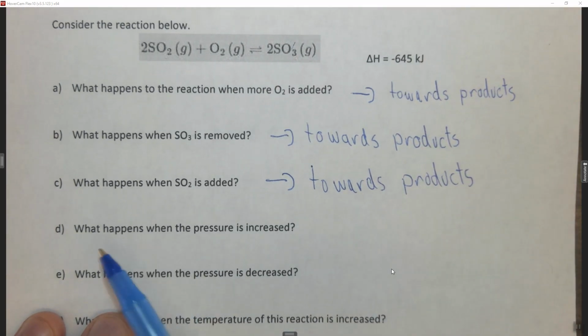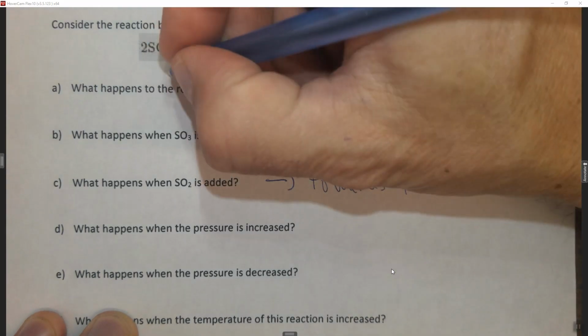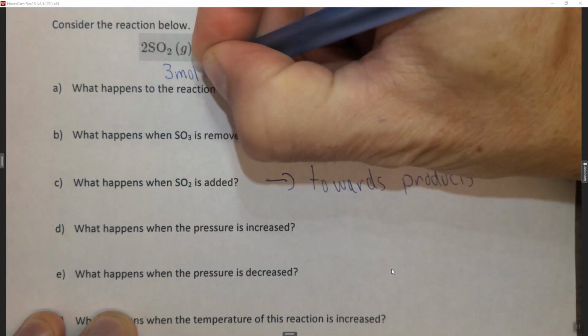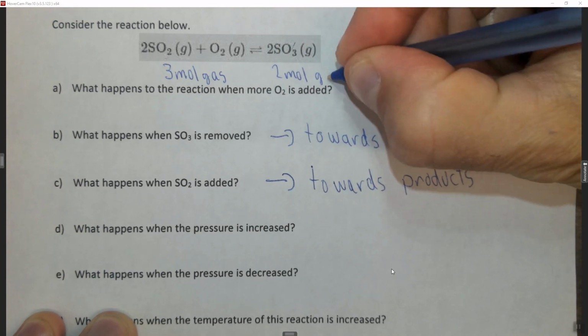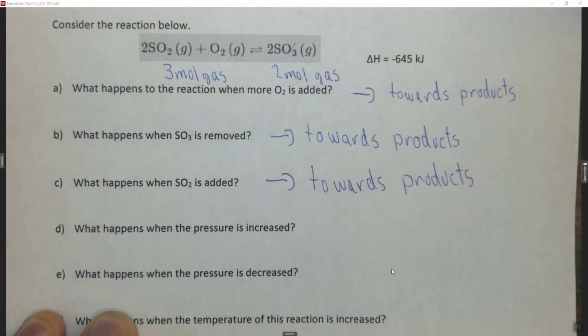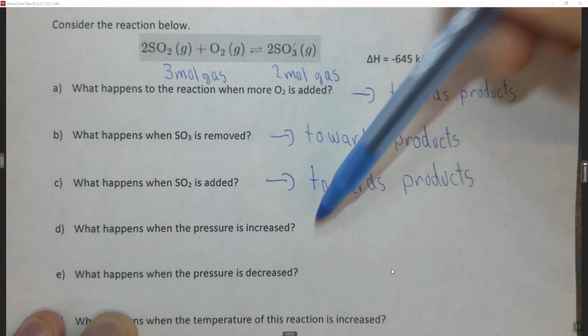Now, something that looks like it doesn't make sense. What happens when the pressure is increased? In this case, we need to consider the total moles of gas on each side of the equation. So in this case, we have 3 moles of gas on the reactant side and only 2 moles of gas on the product side. So when the pressure is increased, the reaction wants to shift to decrease the pressure.